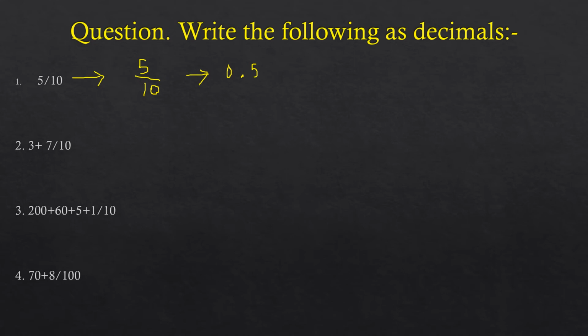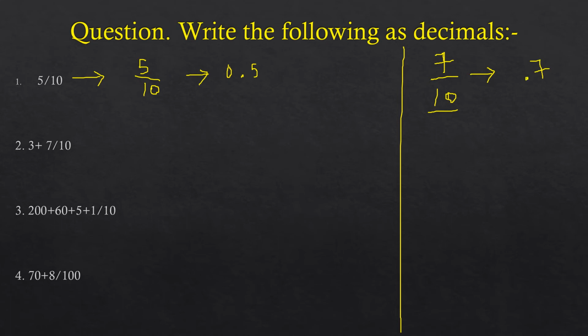And in the next question you can see 3 plus 7 by 10. One more thing I want to tell you is that if you have a numerator, suppose you have 7 by 10, you can have any number in the place of numerator, and if the denominator is 10, then you write the numerator just after the decimal point.